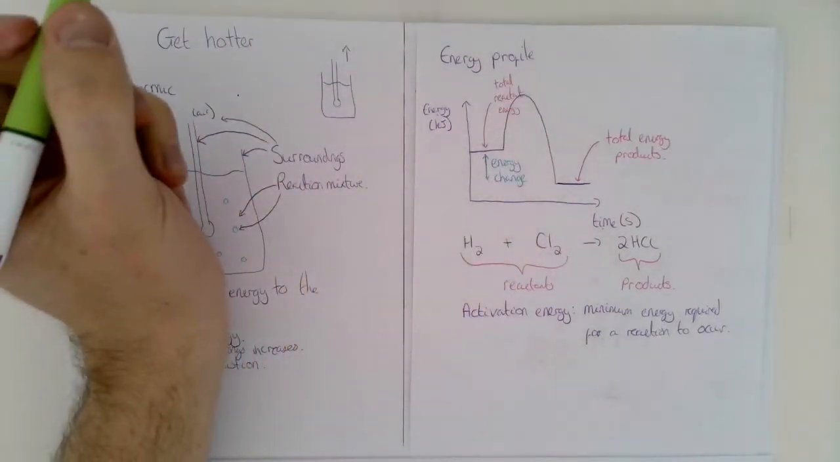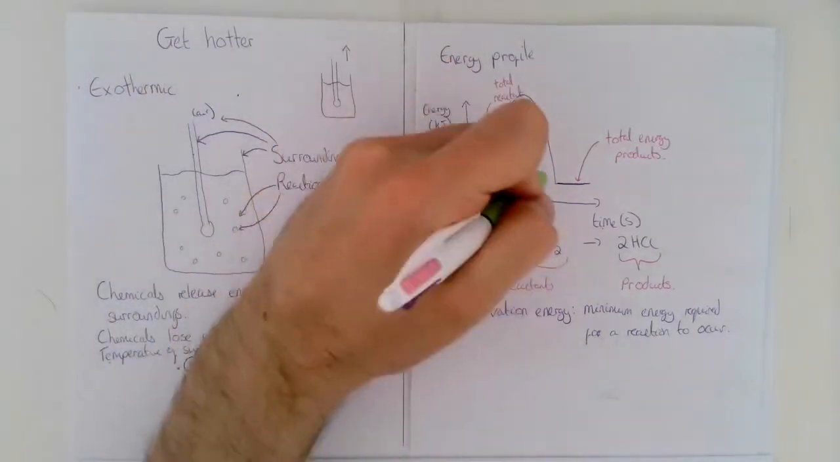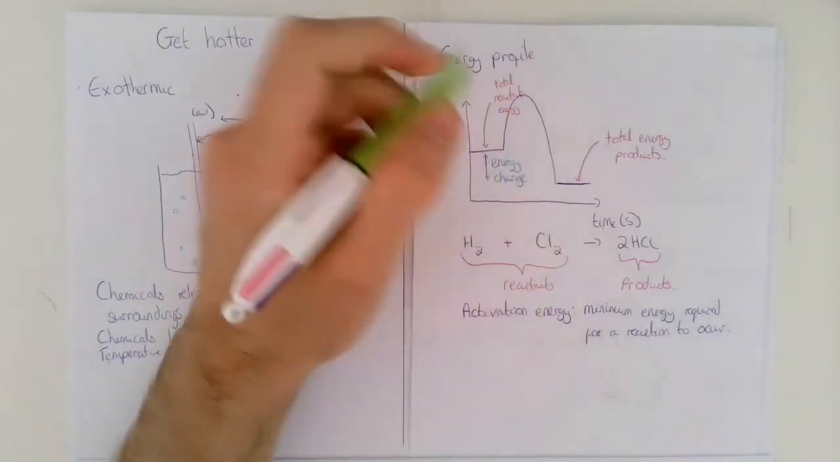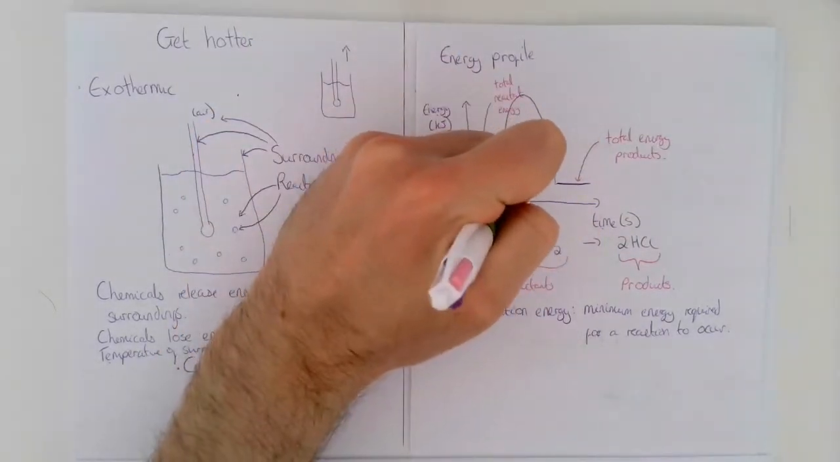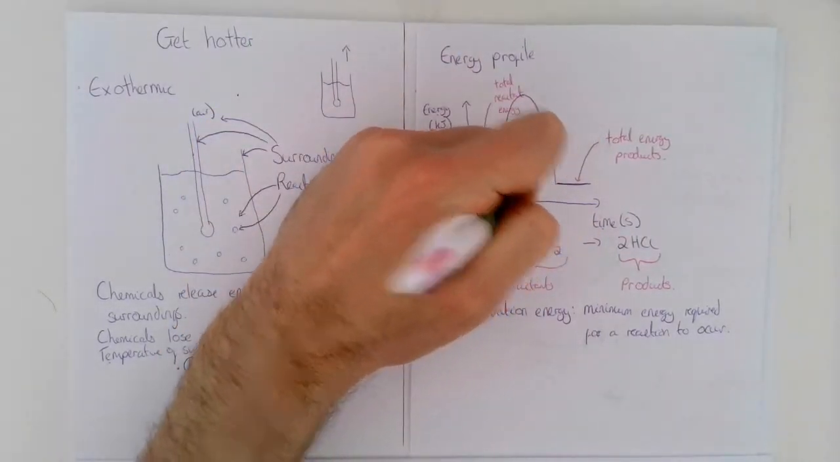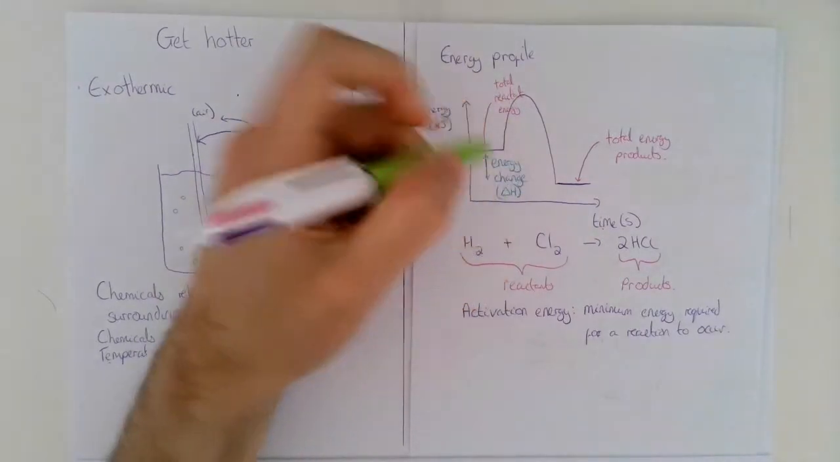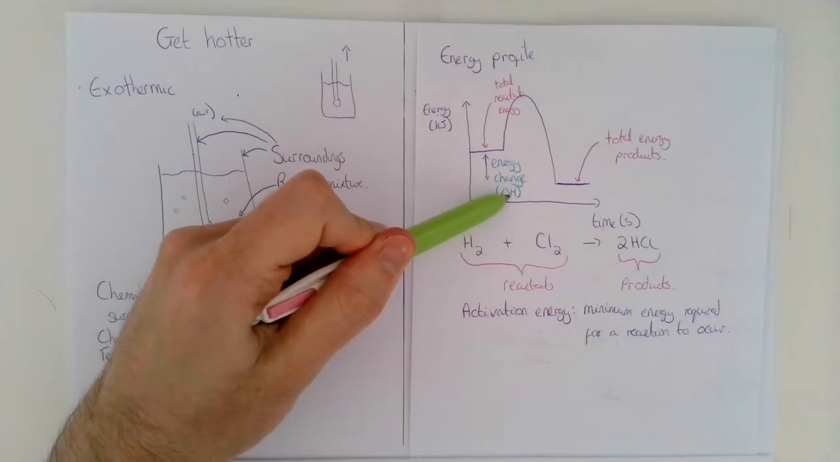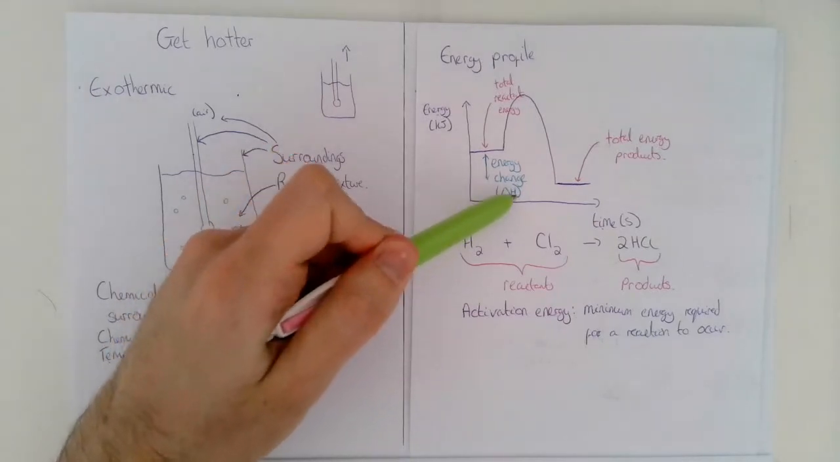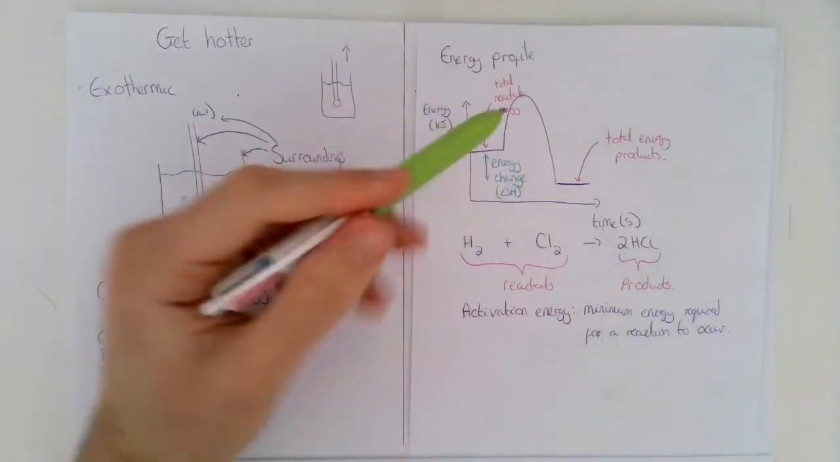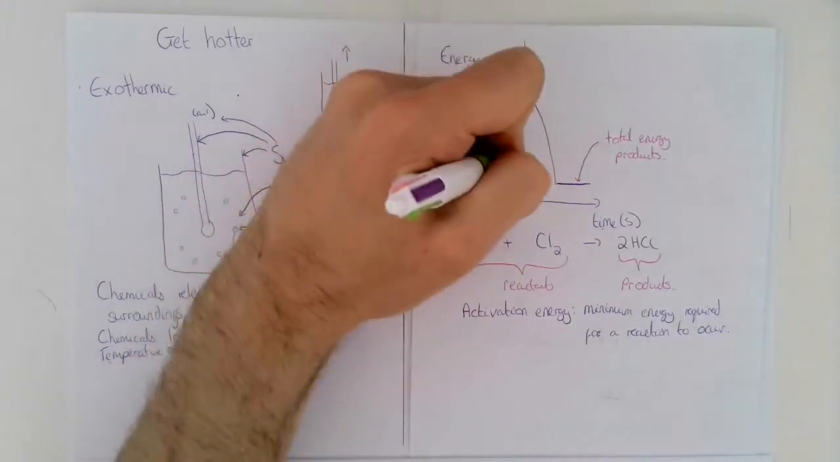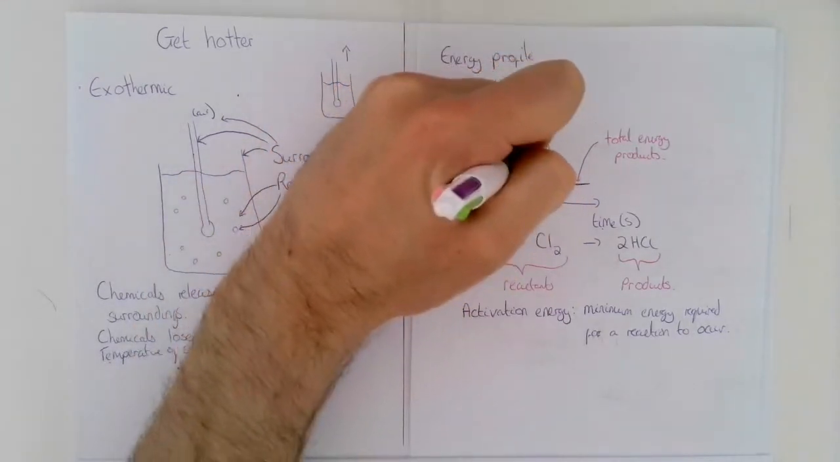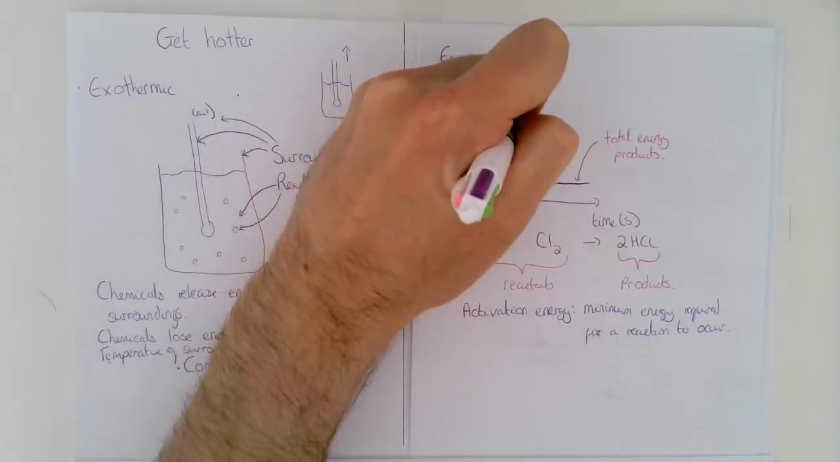So that's the energy change. The difference between the energy of the reactants and the products is the energy change. That's given a symbol, delta H. Delta is a symbol which means change, and H is for heat energy, so change in heat energy. So the energy change we can label there, and then going from here up to the top.